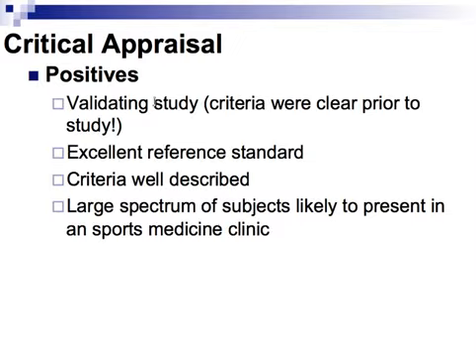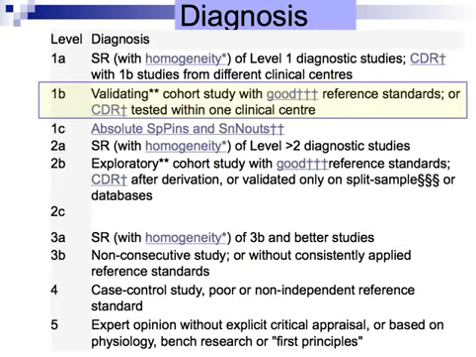So the positives are that it's a validating study. It's an excellent reference standard, again, because of the x-ray criteria well described. It's a large spectrum of patients, so we would award it a 1B. Okay, so that wraps up section 1 of diagnosis in terms of critical appraisal. Is this study valid?